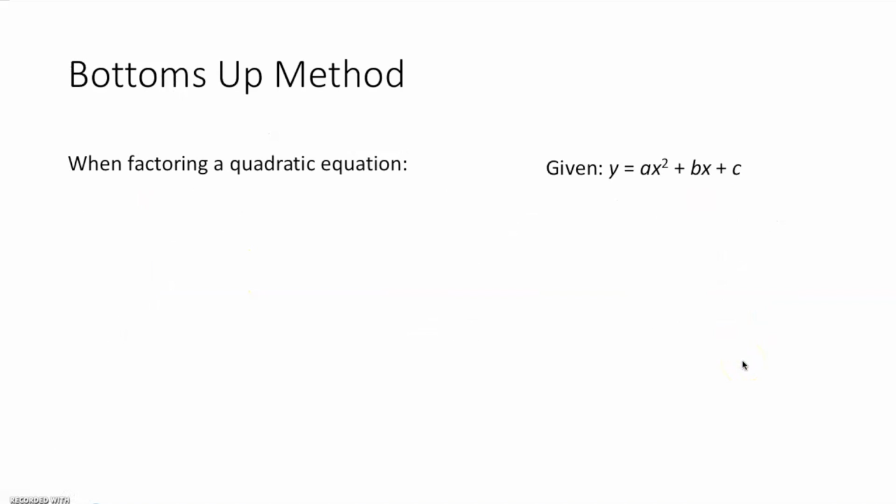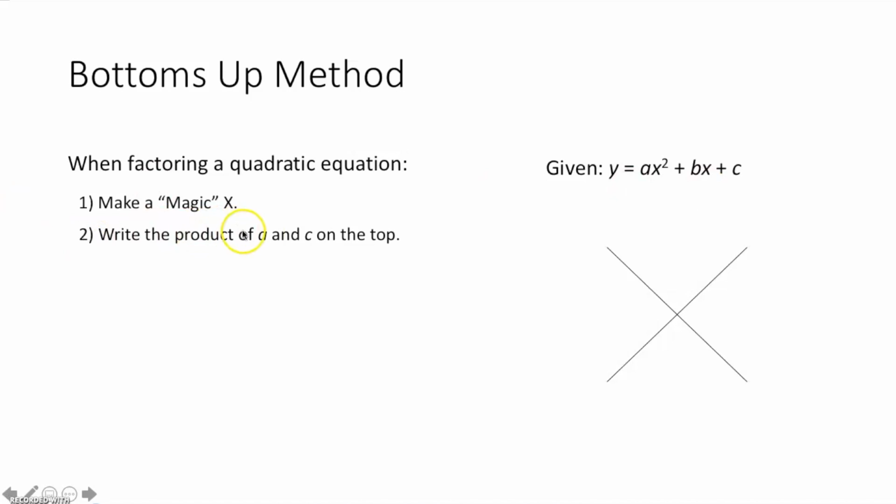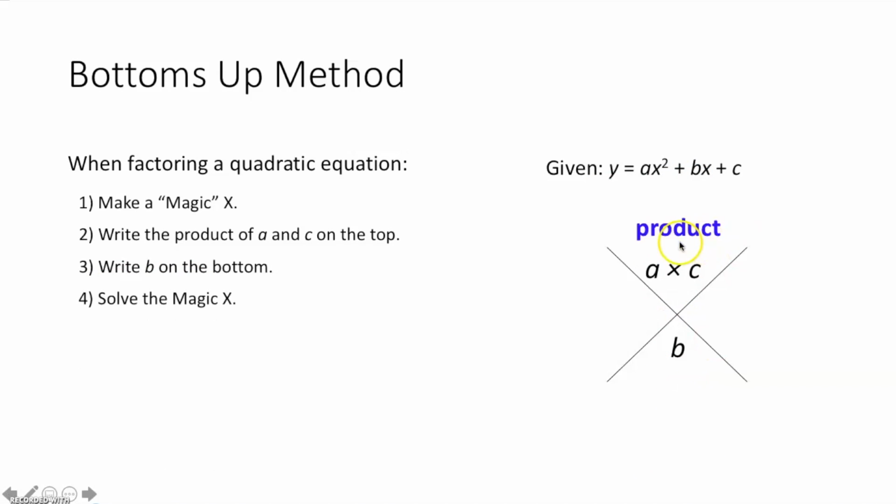Now let's talk about the bottoms up method of factoring. So here, given y equals ax squared plus bx plus c. So we're given a quadratic trinomial that we're going to factor. What we want to do is first make a magic x. Second, we are going to write the product of a and c at the top of our magic x. So whatever a times c is, that goes at the top of your magic x. B, whatever your b value is, that's going to go in the bottom of your magic x. Then you're going to think about two numbers whose product is a times c and whose sum is b. When you think of those two numbers, you put them here and here.